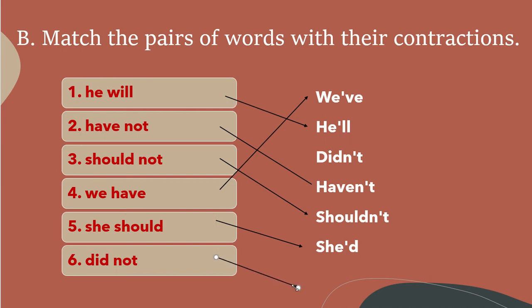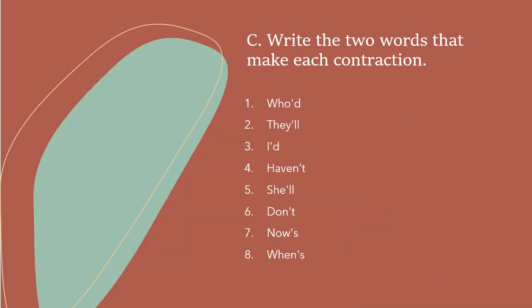You know children, you need to watch this video with a lot of patience. Only then it's going to get inside your brain. Okay. Coming to the third one. Write the two words that make each contraction. Now tell me. The first one. This can be who would. Yes or no? Who would? Because we are only left with D.